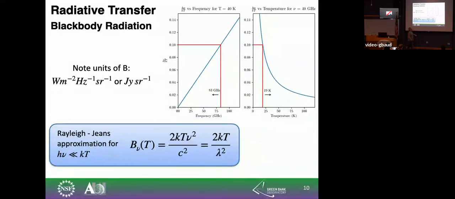The other plot up here is where I take 40 gigahertz as the standard, and then again say h nu is equal to 0.1 of kT. That gives you a temperature cutoff of 19 Kelvin, which is cold even for a lot of star forming regions. So if you're observing at 40 gigahertz and your source is warmer than 19 Kelvin, the Rayleigh-Jeans approximation does not hold.